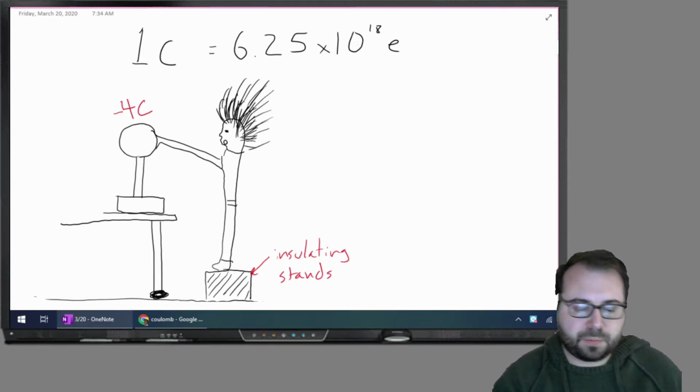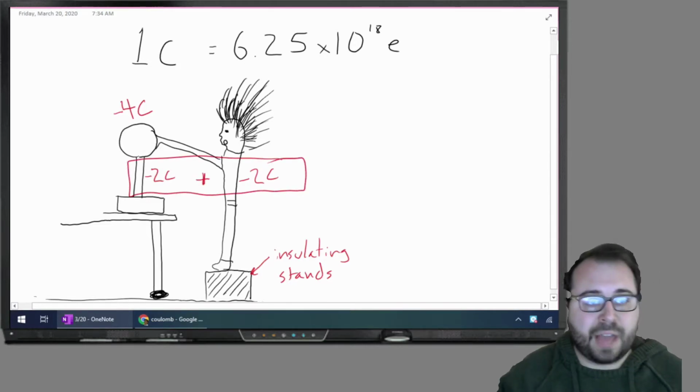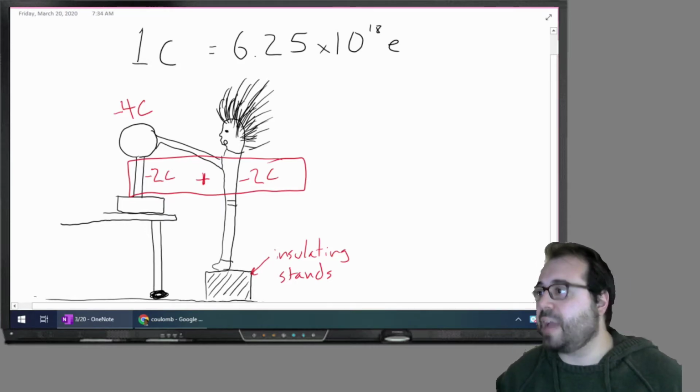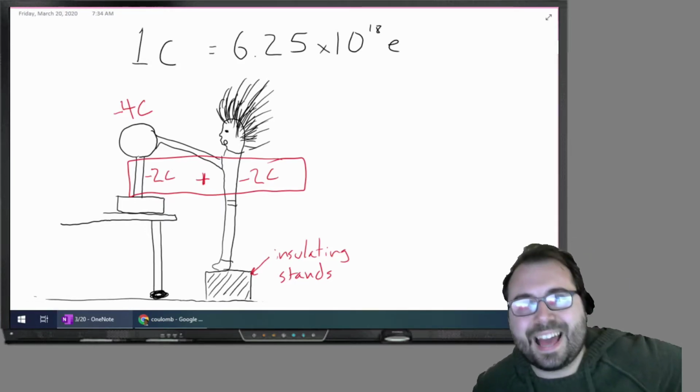Is the charge going to spread out? Could we say that, hey, we have maybe -2 coulombs here and -2 coulombs here? And would that be cool? It could be. That could be possible. But in this case, it's not likely. Why do you think that is?